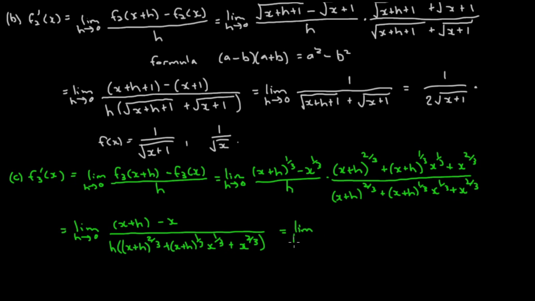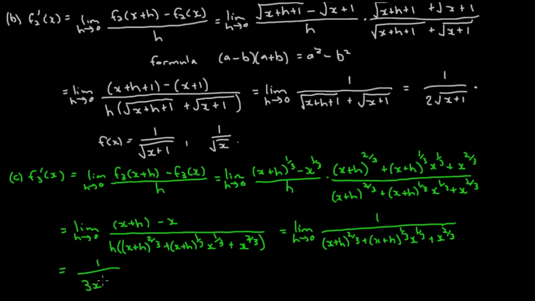So we get the limit as h approaches 0 of 1 over x plus h to the 2/3 plus x plus h to the 1/3 times x to the 1/3 plus x to the 2/3. Okay, we can evaluate this limit now. This term goes to x to the 2/3, so does this middle term, and so does the last term, so there's 3 of them. So we have 1 over 3 times x to the 2/3.